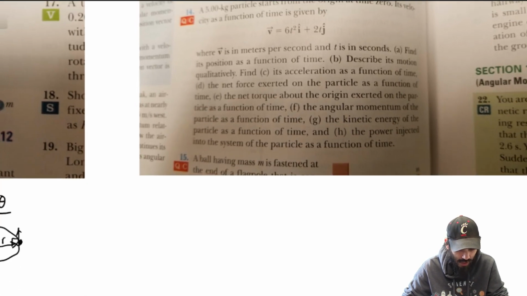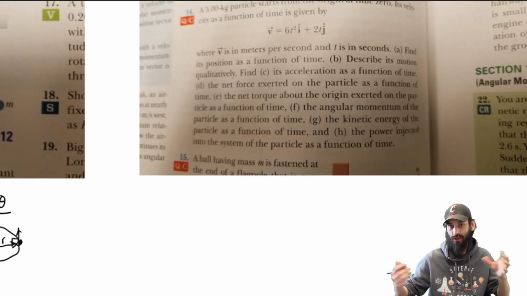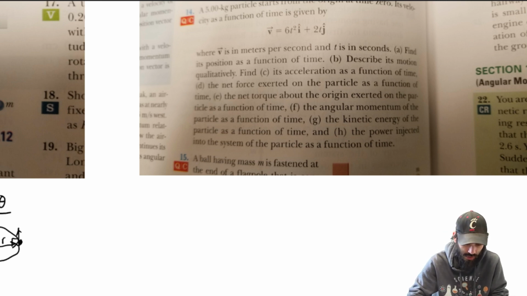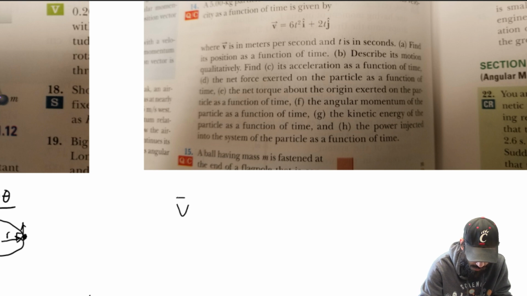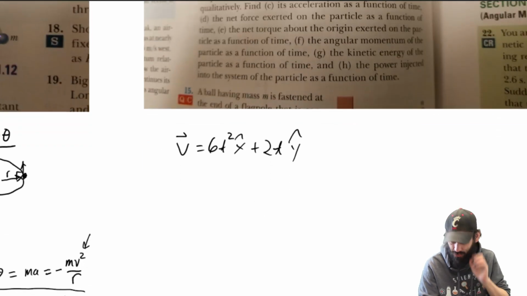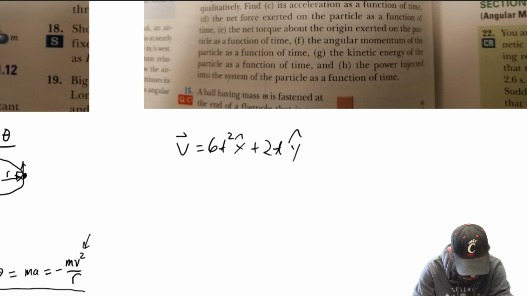So the next problem, this one kind of connects the kinematics that we had done previously, and then the torque and angular momentum come into play as well. And so the same thing with the one after that. So here they tell you the velocity, v vector, is going to be equal to 6t squared. I'm going to call these x hats and y hats because I like that notation better personally. But you can choose whatever notation you're comfortable with. As long as you're representing your ideas correctly, it doesn't matter what the notation is.